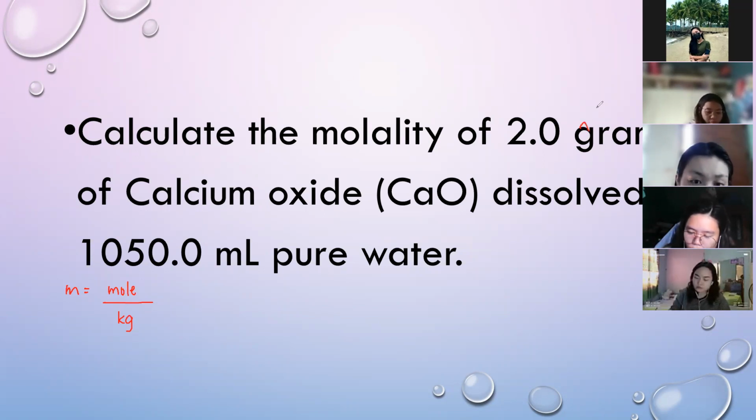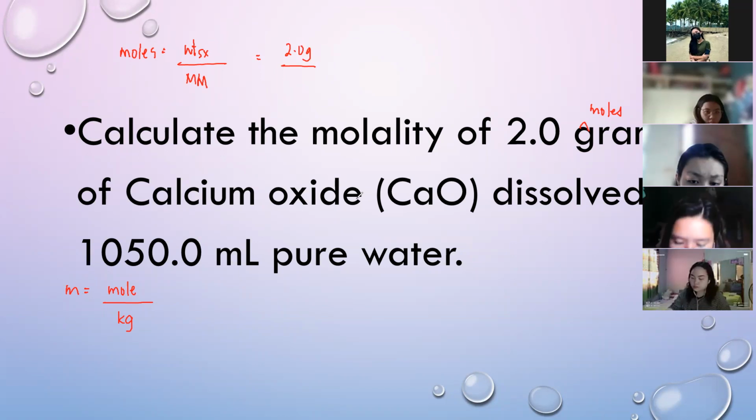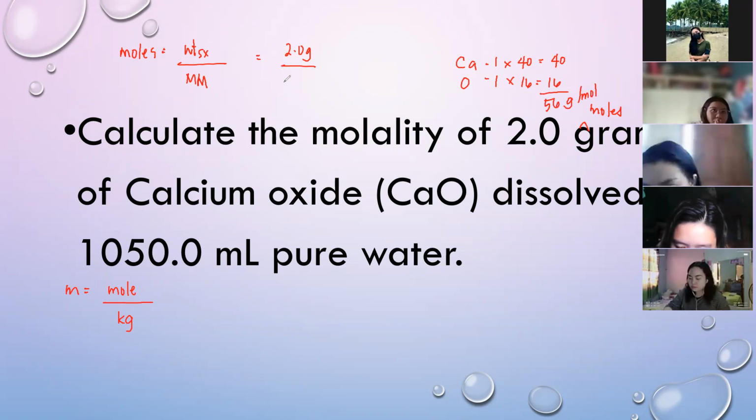So this 2.0 grams will be converted into moles. Our formula, moles is equal to weight of our sample divided by the molar mass. So now the weight of our sample is 2.0 grams. The molar mass should be computed also. Calcium and oxygen, 1 atom each. So this is 40, right? So this is equal to 40 and this is 16. So this is a total of 56 grams per mole.